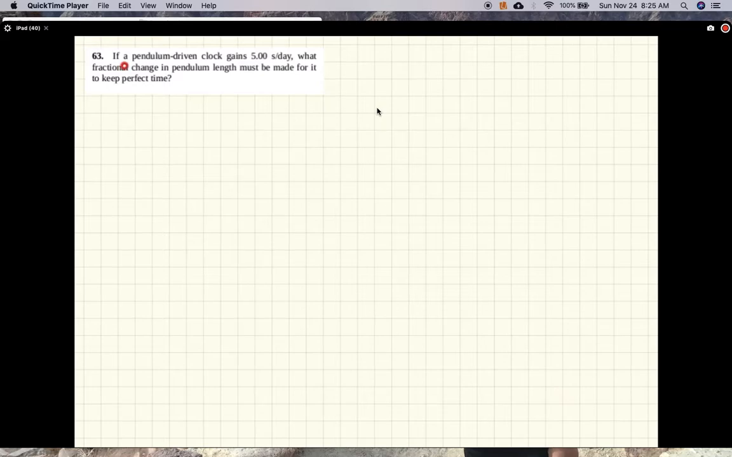Alright, this problem says: if a pendulum driven clock gains 5 seconds per day, what fractional change in pendulum length must be made for it to keep perfect time? So the period of a pendulum is given by 2 pi square root of L divided by g.